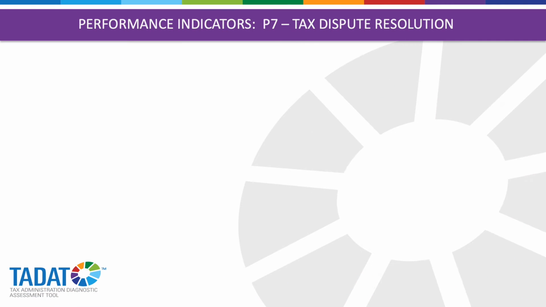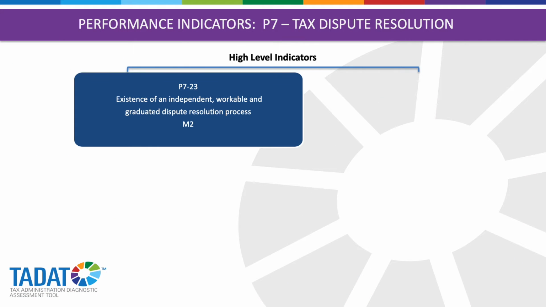Now that we know what the good practices are, let's look at the indicators to measure a tax administration system's performance in this outcome area. In the following slides, we will see there are 3 high-level indicators and 5 dimensions for POA 7 about tax dispute resolution. Let's discuss these. The first high-level indicator, P7-23, addresses the existence of an independent, workable, and graduated dispute resolution process.